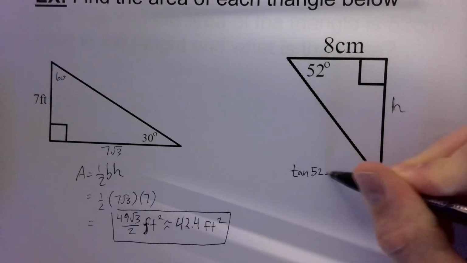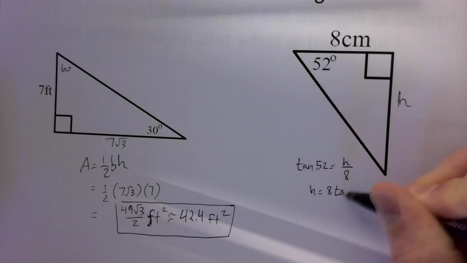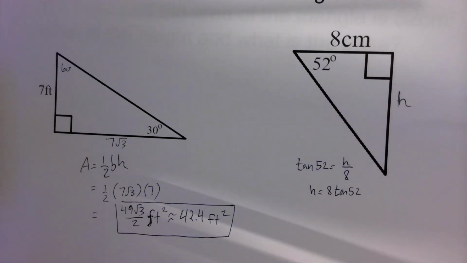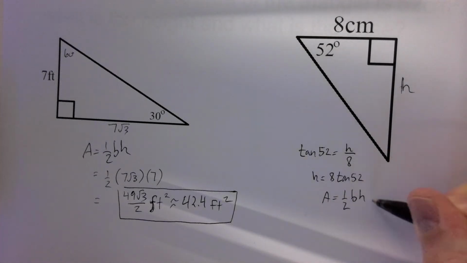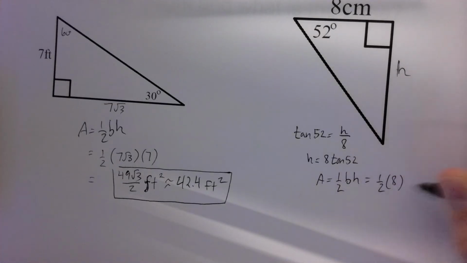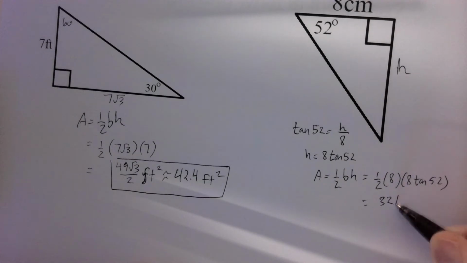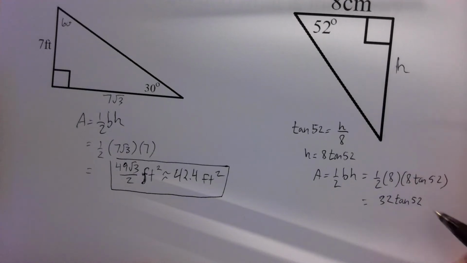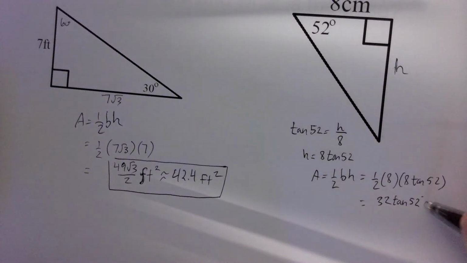So tan 52 equals opposite over 8. So there's our height. Okay, so now to get our area, 1/2 base times height. If you left it in exact form, that'd be half of 8 times 8 tangent 52. And if you reduce that, that's 32 tangent 52, which I have no idea. I'd have to pull that calculator out and come up with the estimation, but I'm going to go ahead and leave it as centimeters squared.